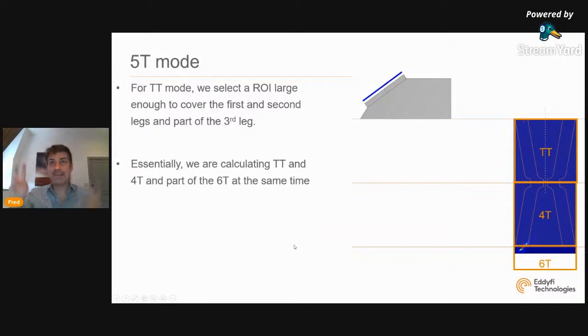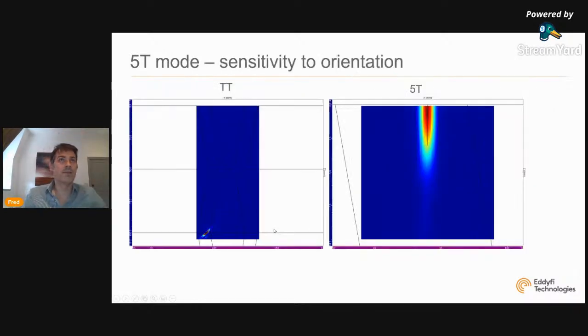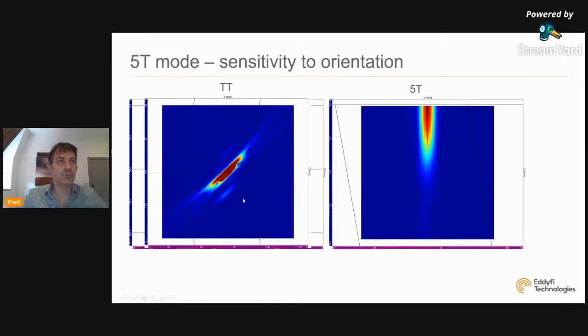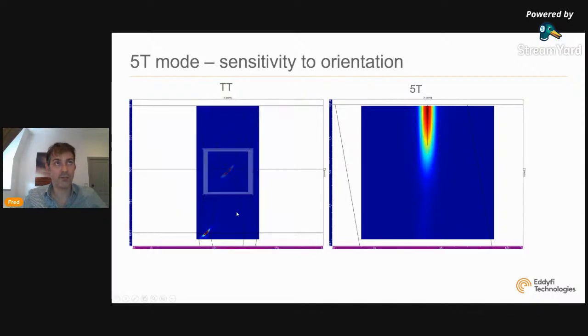For the TT mode, this is what I'm calculating. It's kind of overkill right here, but I'm using this entire TFM box, which in a sense would be a TT, a 4T, and a 6T. So I'm looking at my defect right here, on the second leg. So this is the result I have for my 3mm notch. I'm going to do a zoom of this area right here.